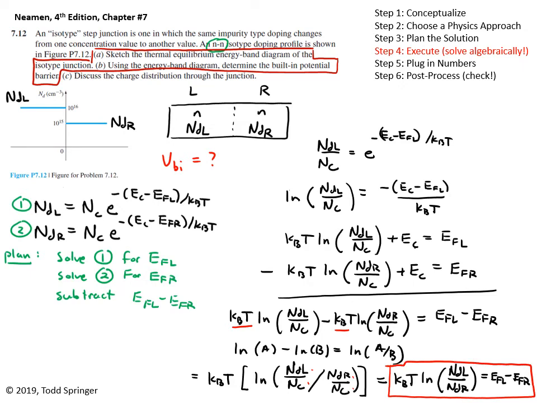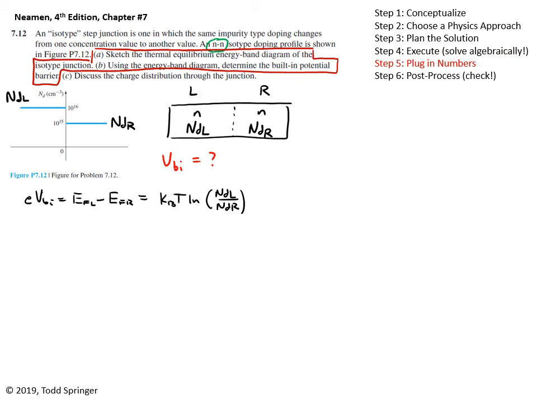So in fact, everything canceled out here except for the temperature and the two doping concentrations. And that tells me the built-in potential. So there we have our final formula. Now we just have to plug numbers in. Let's assume it's at room temperature. It's not given in the problem, so we'll assume the usual thing and plug in the numbers.